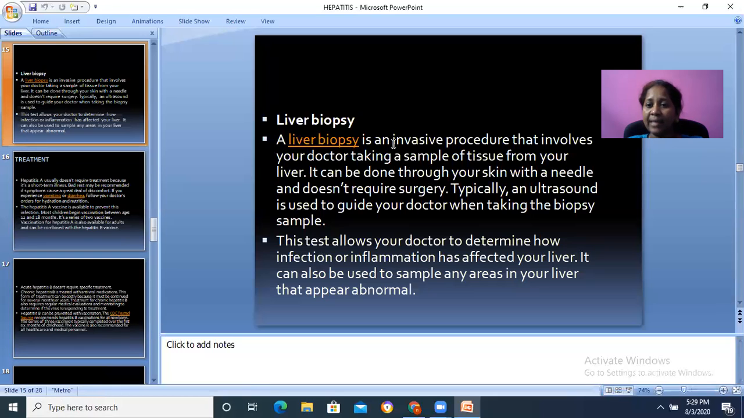A liver biopsy is an invasive procedure that involves the doctor taking a sample of tissue from your liver. It can be done through your skin with a needle and does not require any surgery. Typically, an ultrasound is used to guide your doctor when taking the biopsy sample. This test allows your doctor to determine how infection or inflammation has affected your liver. It can also be used to sample any areas in your liver that appear abnormal.